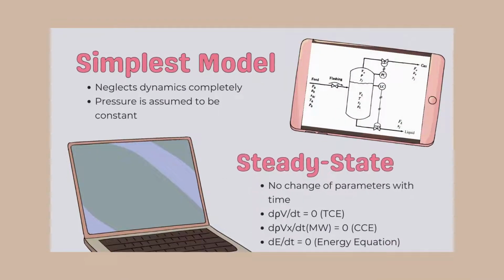The steady-state model is the simplest model of the multi-component flash drum. It is a model that neglects dynamics completely, and the pressure is assumed to be constant. It also has no change of parameters with time, which means dρ/dt, the total continuity equation, d(ρVx)/dt times the molecular weight, the component continuity equation, and dE/dt, the energy equation, are all equal to 0.